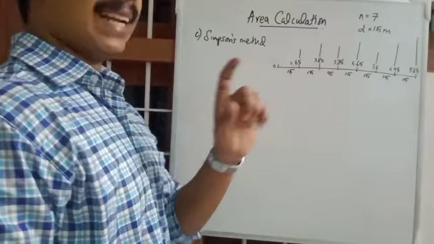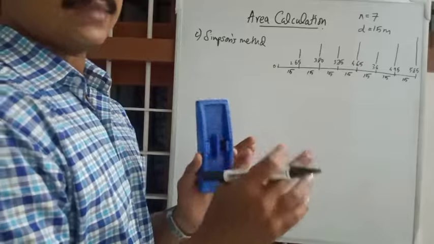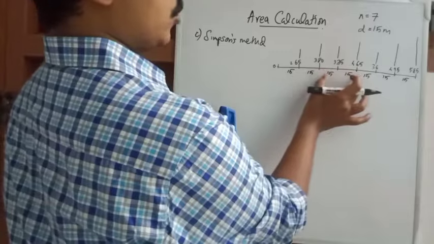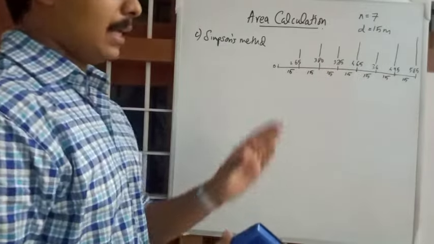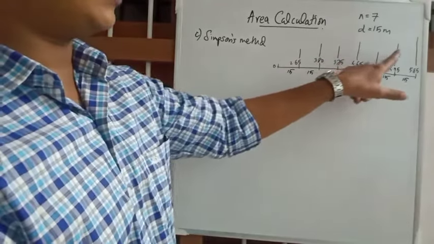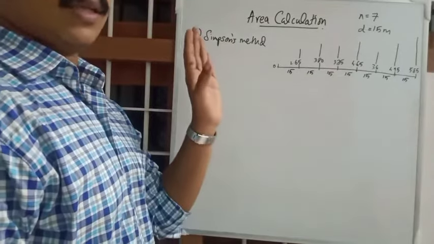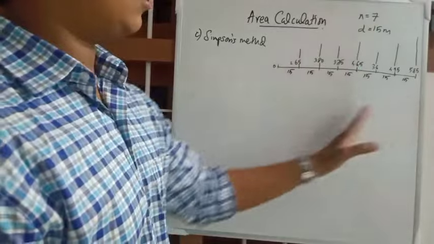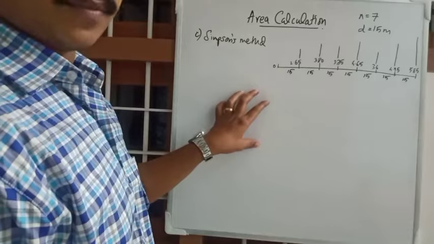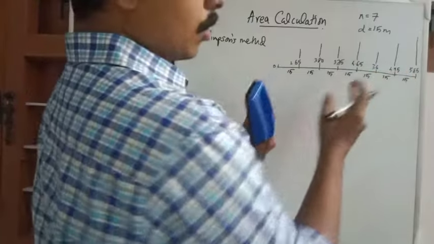In Simpson's method there is a slight twist, because Simpson's method is applied by pairs. We take 2, then again 2, then again 2. But in this case, the number of divisions is 7: 1, 2, 3, 4, 5, 6, 7. There is an odd number of divisions, so you cannot directly apply the equation to the whole 7. We need to take even numbers always, not odd numbers.